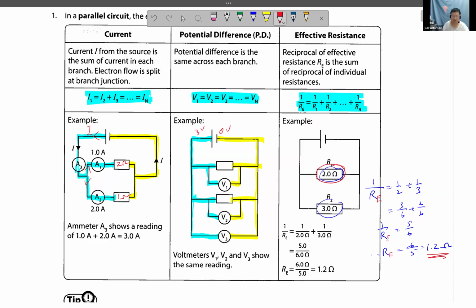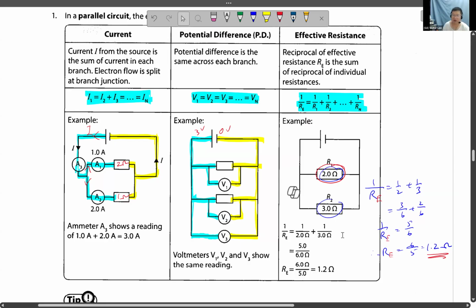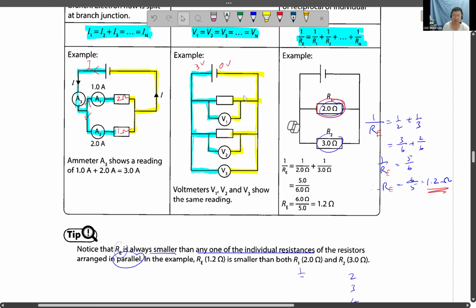So if I have 10 resistors all added together, from 1, 2, 3, 4, 5, 6, 7, 8, 9, 10, from the lowest 1 to the highest 10, the effective resistance must be less than 1 because the smallest is 1. Are you with me? So you always put 1 over whatever resistance you have, add together first, then flip over, and that will be the effective overall resistance. The overall resistance is also the effective resistance. That means the resistance for the entire circuit. So these are the formulas that you need to remember.